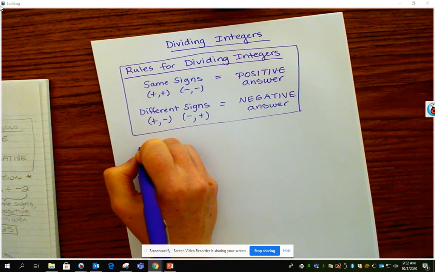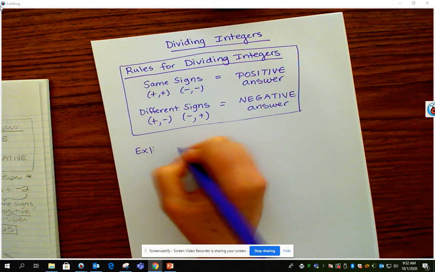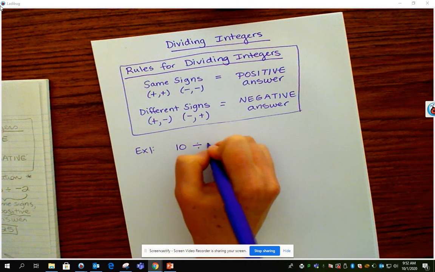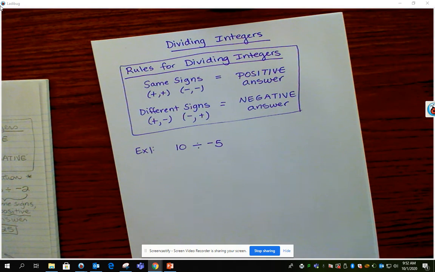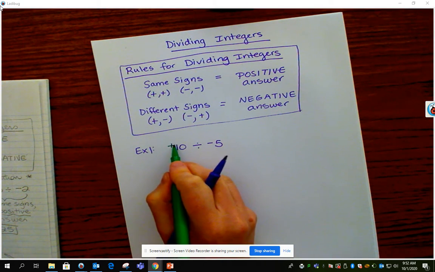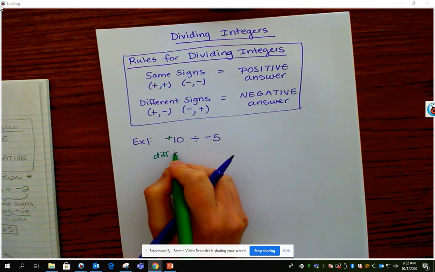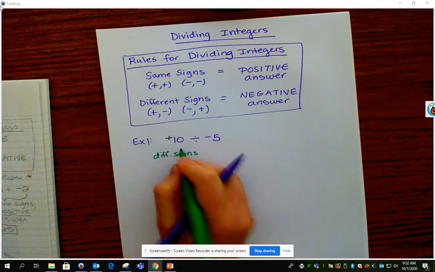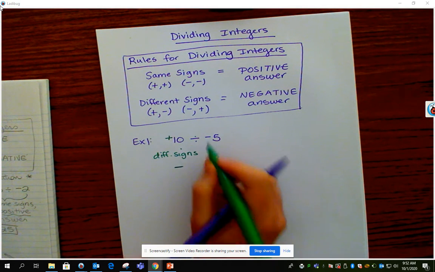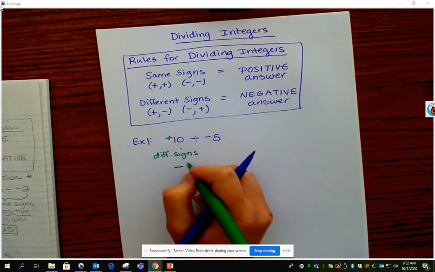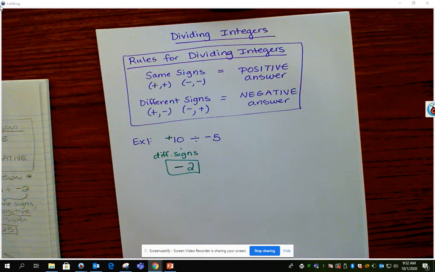So let's do a couple examples together. Example 1, say I have 10 divided by negative 5. Again, I'm just going to look at those signs. I have a positive and a negative, so that's different signs. That will give me a negative answer. And then I just divide. 10 divided by 5 is 2. Okay, so my answer will be negative 2 there.